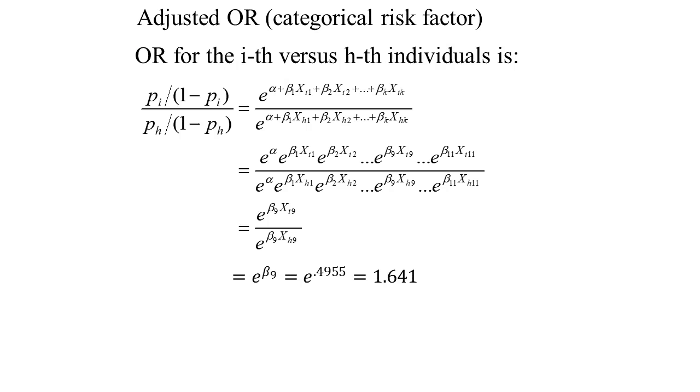I is divorced and H is married. Because x9 is the binary variable for being divorced or separated and H is married, xh9 is 0, so the denominator becomes just 1. Because I is divorced, xi9 is 1, so the numerator becomes just e to the beta 9, as seen in the fourth line. In the logistic regression results, beta 9 was estimated to be 0.4955, and e to the 0.4955 is 1.641. So, 1.641 is the estimated odds ratio between those who are divorced or separated and those who are currently married when both have the same profiles with respect to gender, age, race, ethnicity, and education.